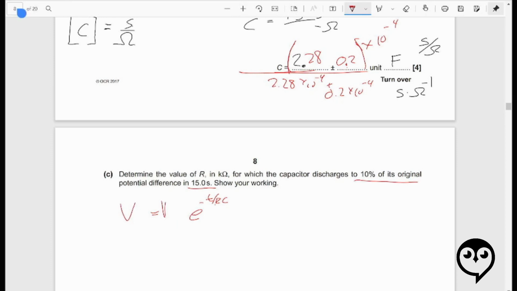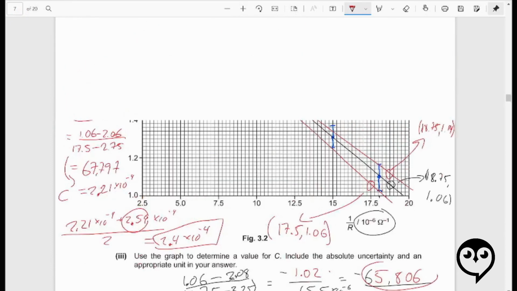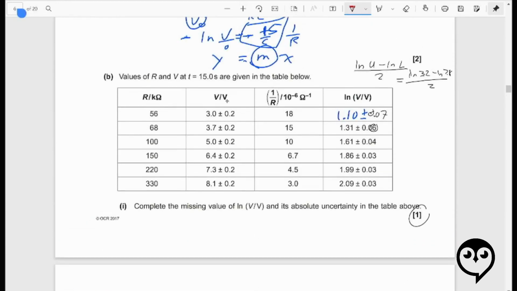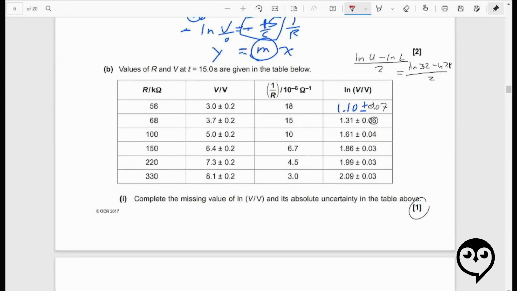So when I do V over V naught, as we just saw before, that's going to be 0.1, isn't it? Okay, because that's what we were doing up here with this whole graph. It was V over V naught, but I don't know what they're trying to do there.